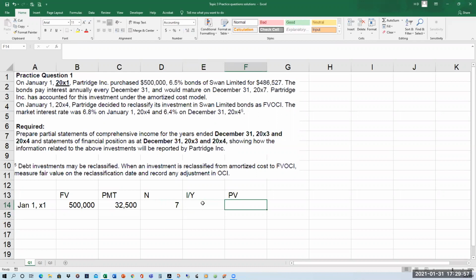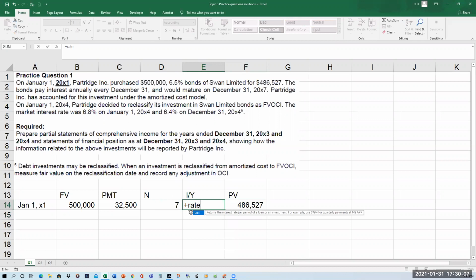And the company paid 486,527. Right, so we want to calculate the interest rate. The formula using Excel is rate, or if you're using a financial calculator, it is the formula for I over Y. So what we have to input here is the number of periods, which is 7, the annual coupon payment, which is $32,500 we will be receiving. The company is going to be receiving $32,500.